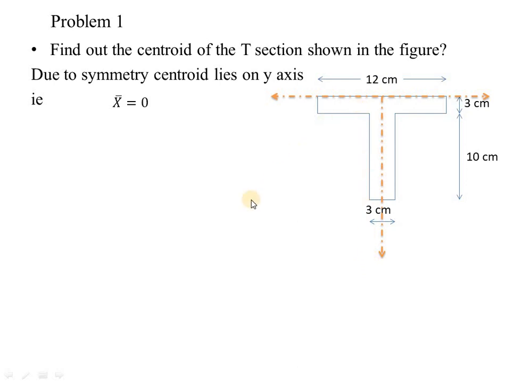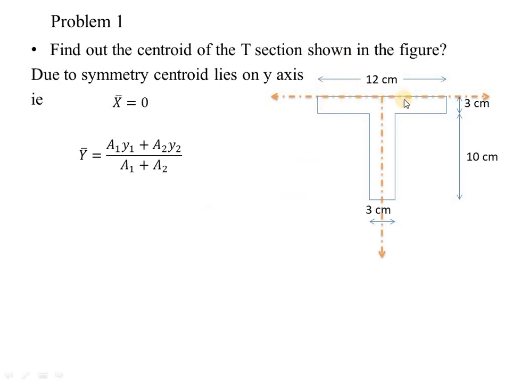In order to find out the y bar distance, we should divide this section into two parts. That is, we are dividing this section here so that the T-section is converted into two rectangular sections. Then, we can find out the centroid of each rectangular section separately and combine them using the equation to find out the net centroidal distance of this T-section. Okay. So, what was the formula used? Y bar is equal to a1 y1 plus a2 y2 whole divided by a1 plus a2.